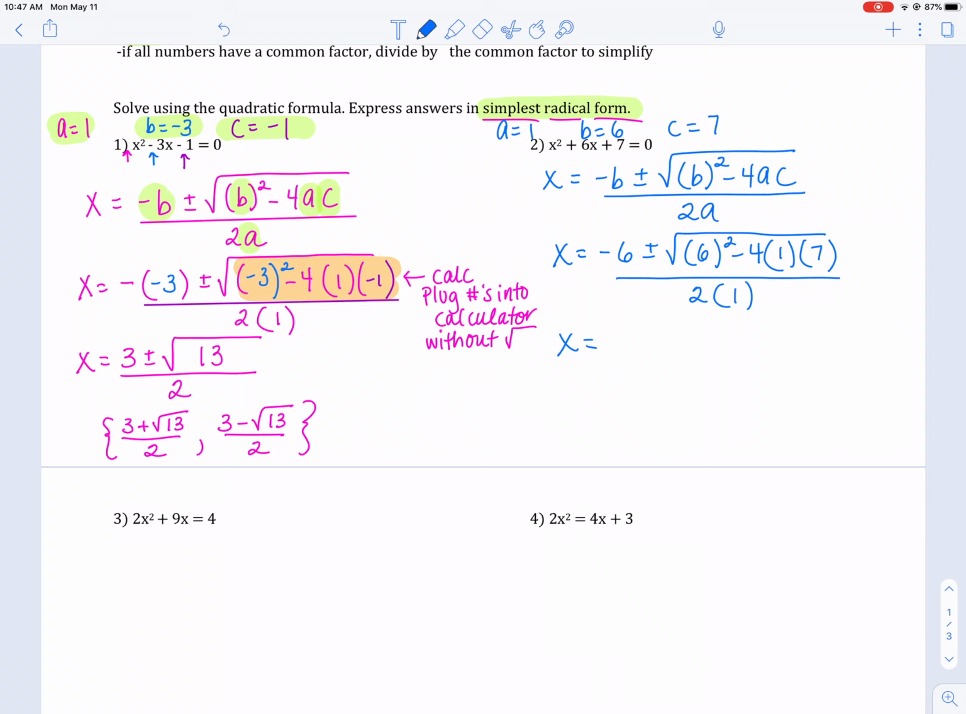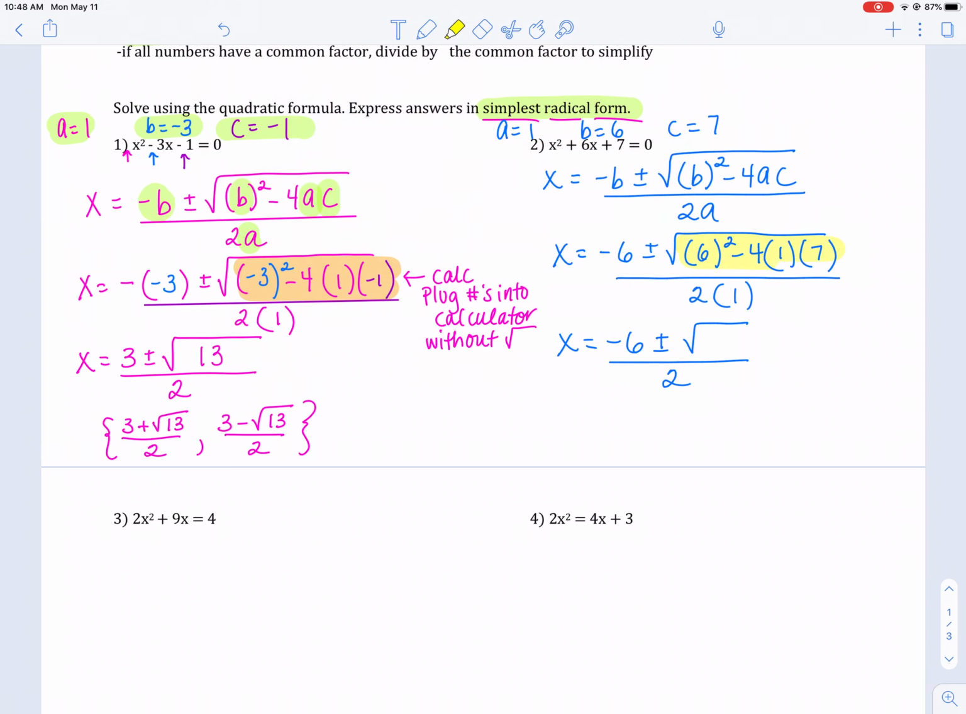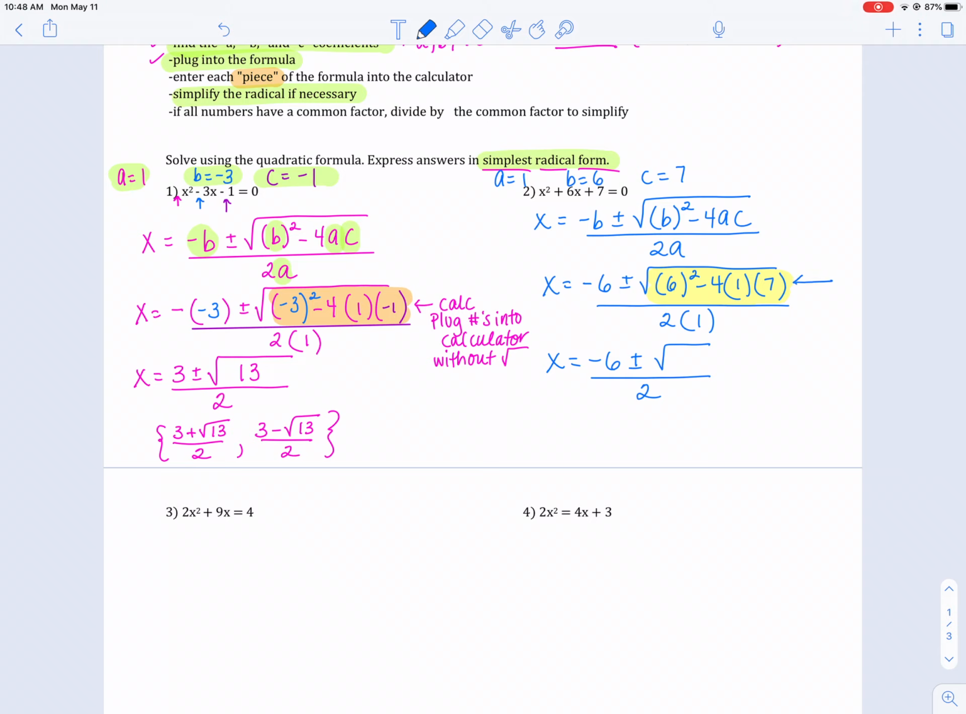Okay, so let's clean this up. I like to clean it up into 3 pieces. Negative 6, plus or minus some number is going to go under that radical, and then I'm going to have my 2. Where did I get my 2? 2 times 1. So here's where I'm going straight to my calculator. You see this? This piece right here is going to go into your calculator.